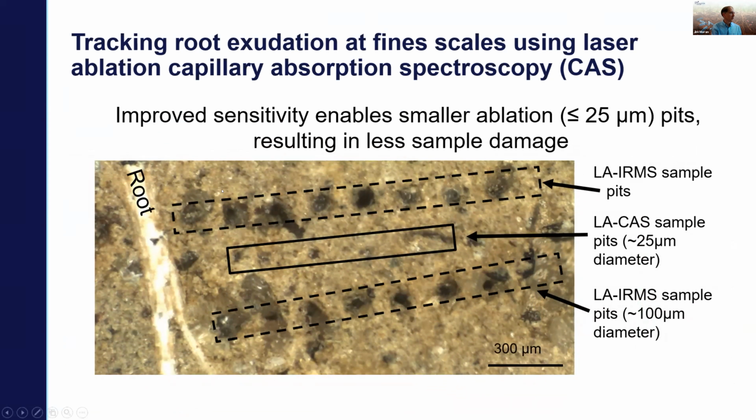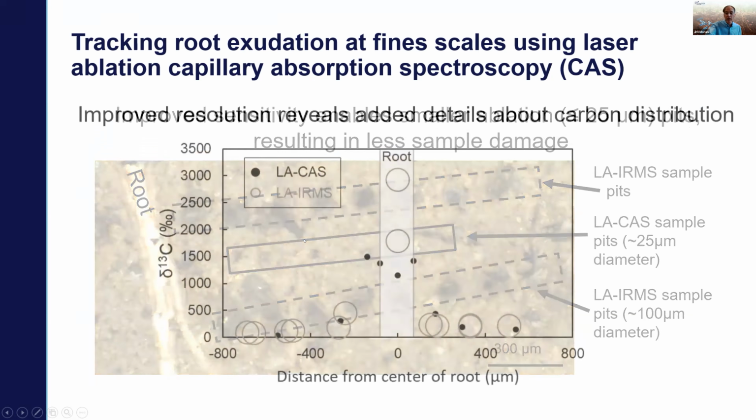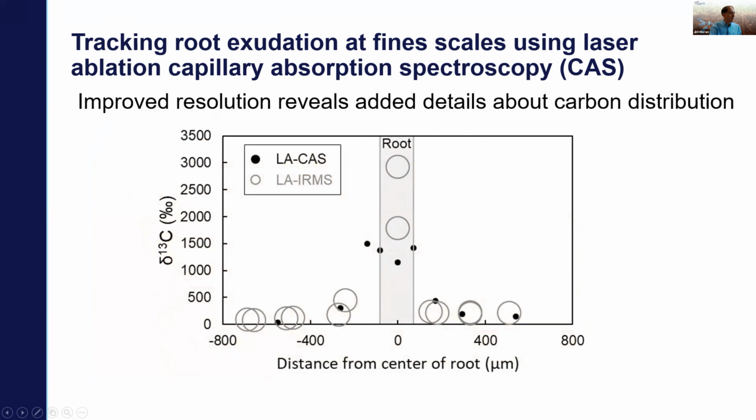So here we have an example where we have a root. These large pits are composed of samples that we took for laser ablation IRMS in the dash box. Now, the improved sensitivity of our spectroscopy platform enables us to take smaller samples. And so in this solid rectangle here, you might be able to squint and see some of the ablation pits that are noticeably smaller in size because we needed to harvest less material from the sample. Yet despite that, we see very similar trends.